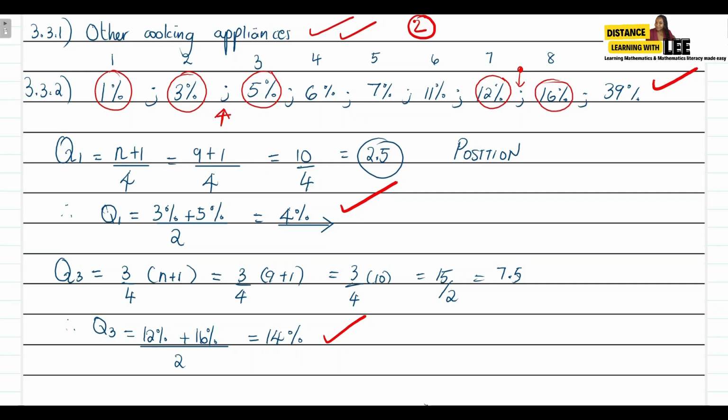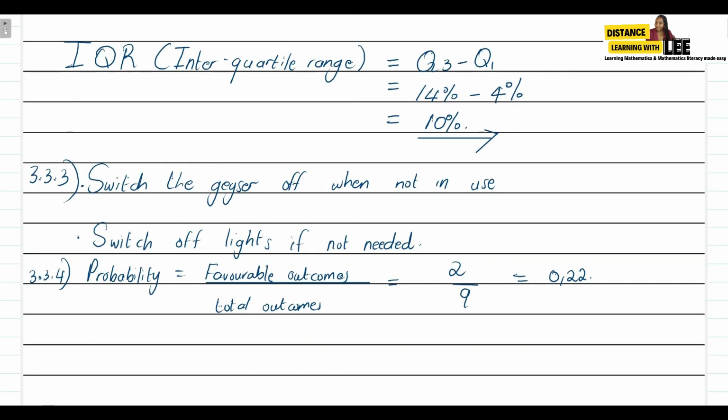You'll get another mark for showing that your interquartile range is quartile 3 minus quartile 1, and a final mark for your final answer of 10%. So that question was out of 5.